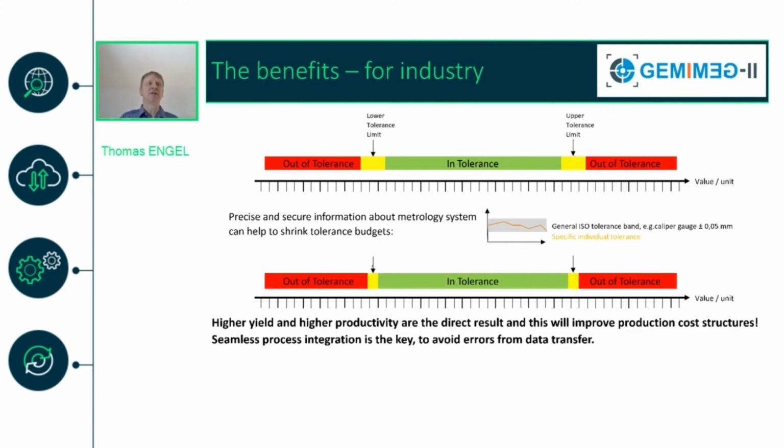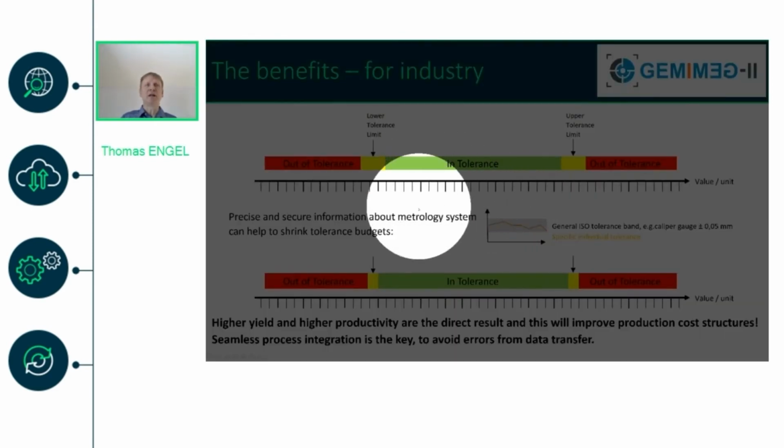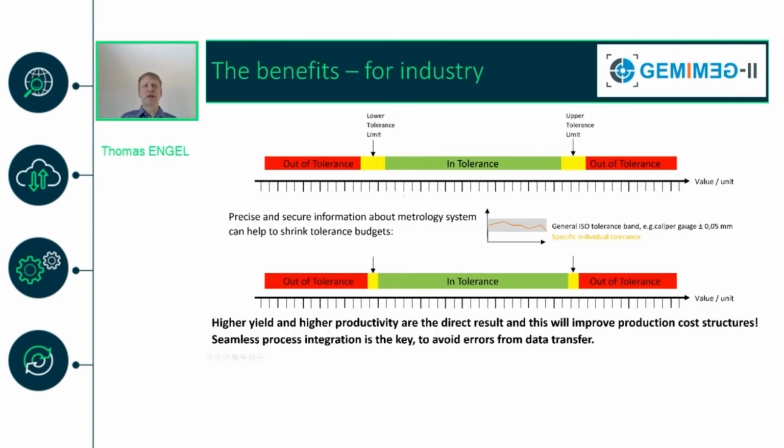And this in the end yields a very good situation, because the in-tolerance band is increasing, which is the green range here in the middle. As you can see, it's increased, and this directly yields higher yield and higher productivity of the production system. Therefore the direct result is a return on investment, because you do not have to scrap as many products as before, and therefore you directly improve your cost structures.